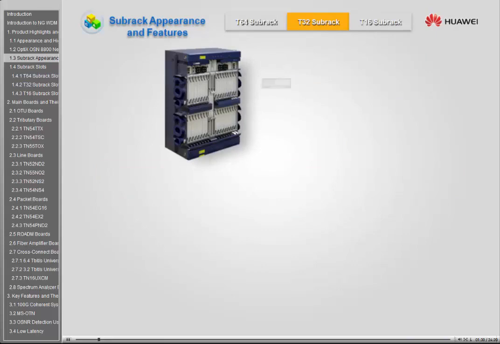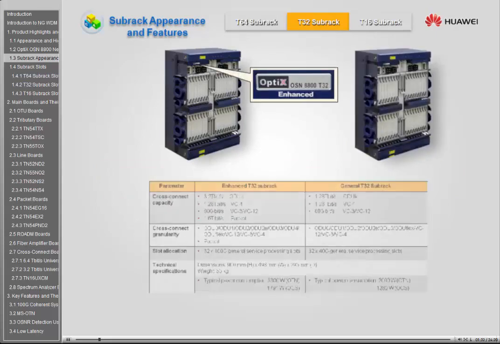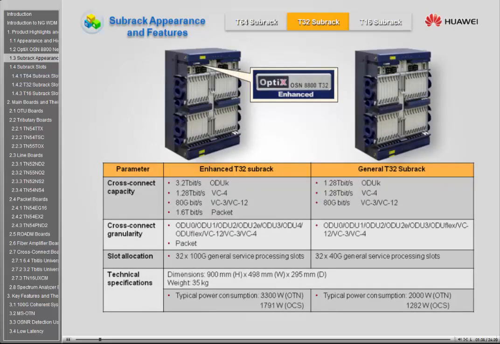The Optics OSN 8800 T32 is available in two variants, Enhanced and General subracks. An Enhanced Optics OSN 8800 T32 subrack provides a maximum of 3.2 terabits per second cross-connect capacities, and a General Optics OSN 8800 T32 subrack provides a maximum of 1.28 terabits per second cross-connect capacities.